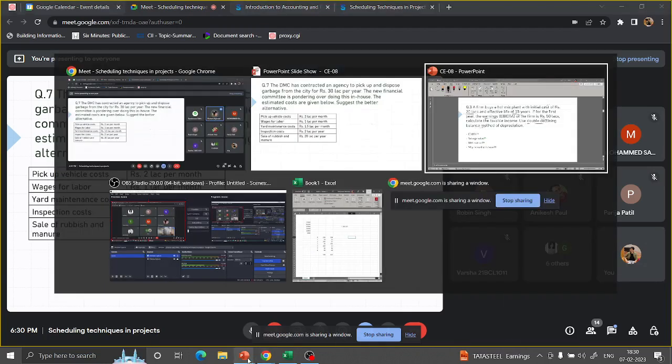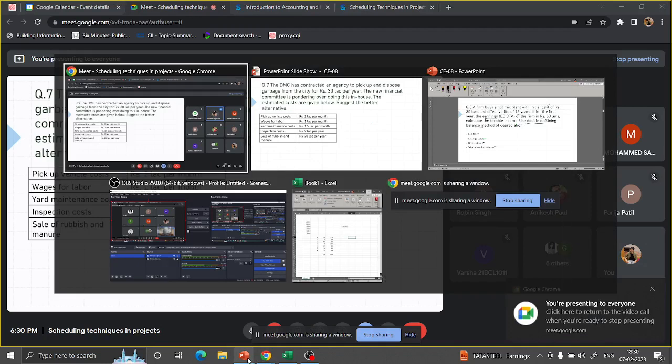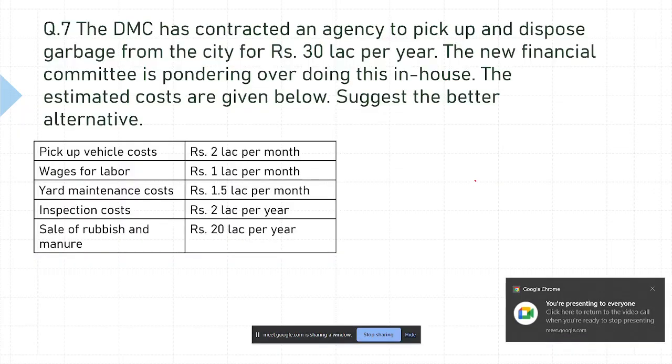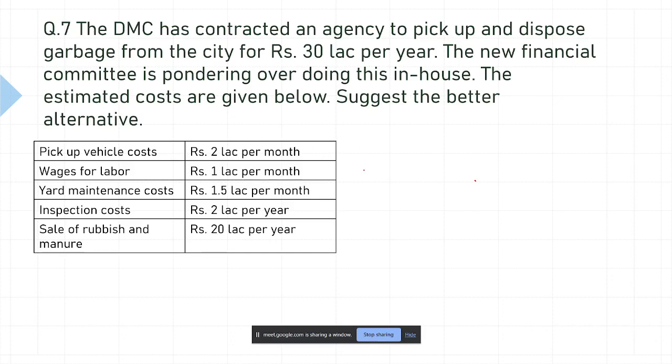So if we do it ourselves by the company, it would cost 36 lakh per year. And if we are giving it to some other contractor, that would cost 30 lakhs per year. So I think 30 lakhs per year is profitable.